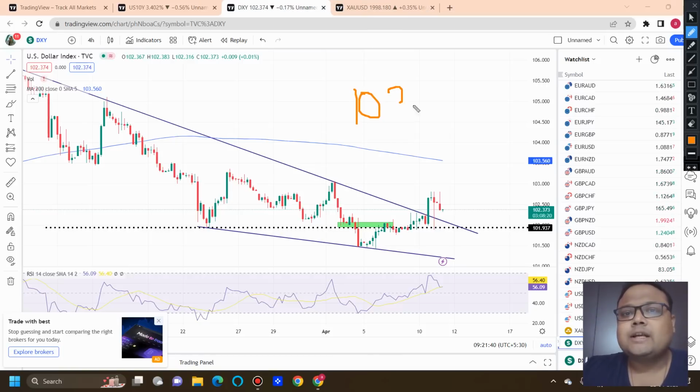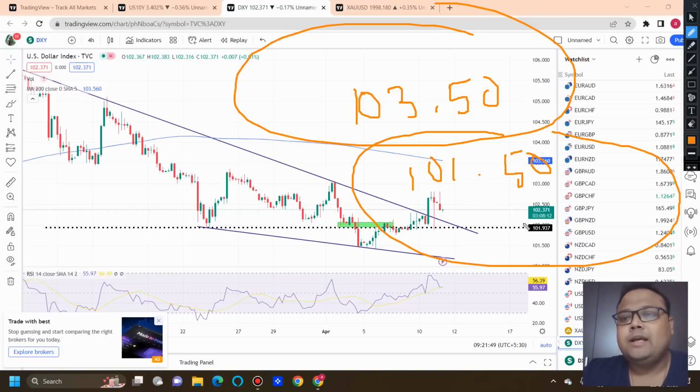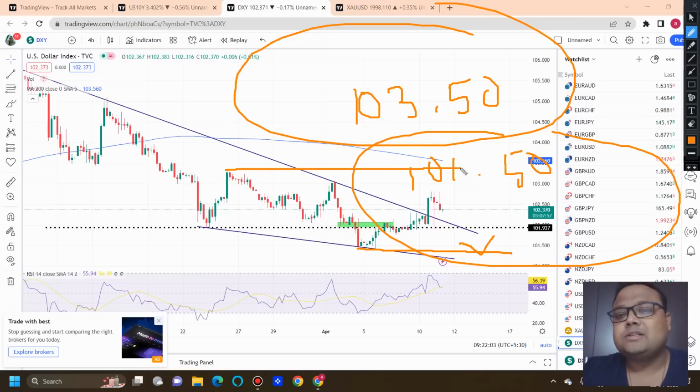So the range of DXY is 103.50 and 101.50. This is the range of DXY. This is the support level in case DXY starts falling. This is a support where you can expect the DXY to reverse, and the resistance is around 103.50 because of the moving average as well as the previous resistance around this area.